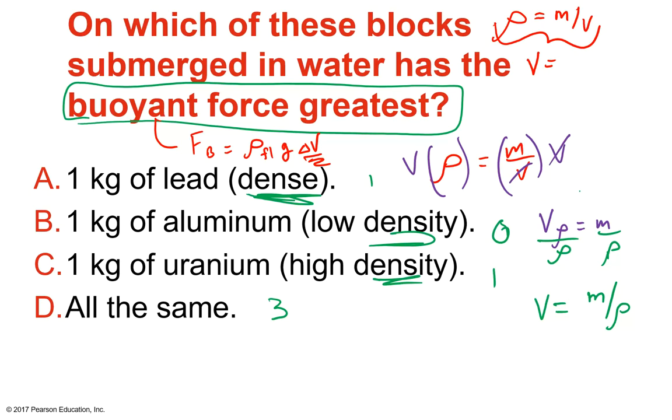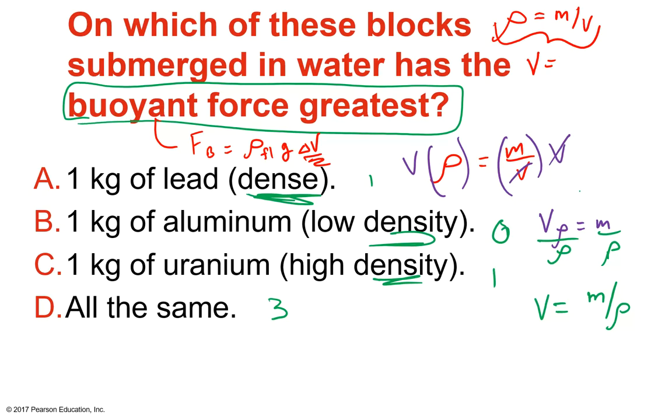So I'm looking for the thing with the highest volume, because you're going to have the highest buoyant force if you have the highest delta V, the highest volume displaced. So, what row would give me the biggest volume? Would it be the largest density or the smallest density? The smallest. Because you divide by a small number, you get a big answer. So the smallest density is the largest volume.